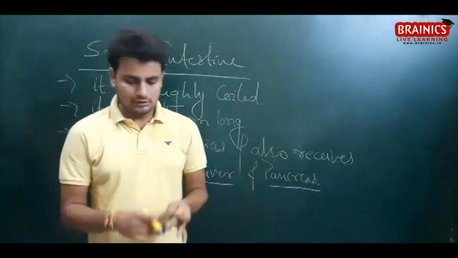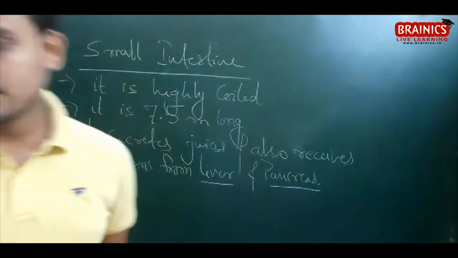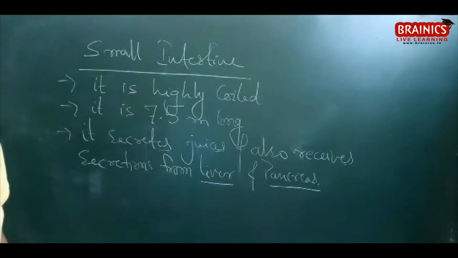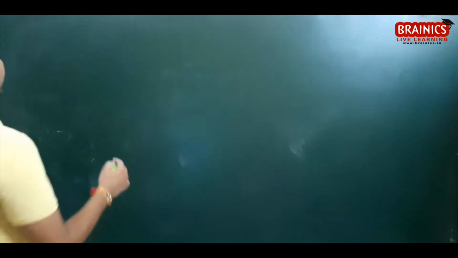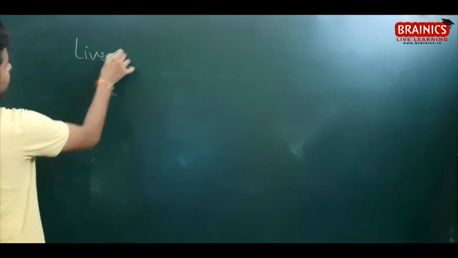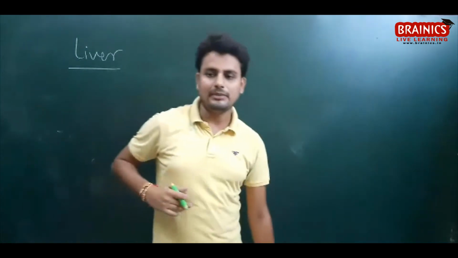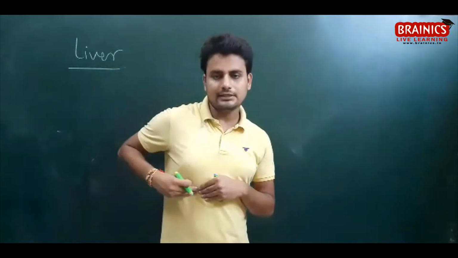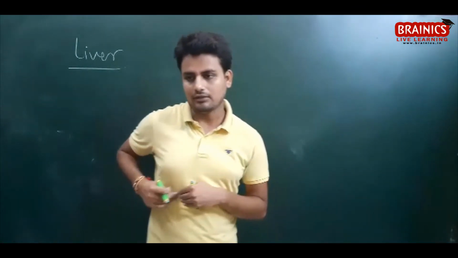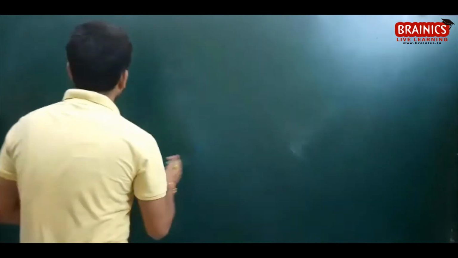Okay. So now we will talk about the liver. As I have told you, the liver is the largest gland found in our body, right? So let me remove this. Now we will talk about the liver. It is situated on the right side of the abdominal cavity. Liver is situated here on the right side. It is reddish brown in color.